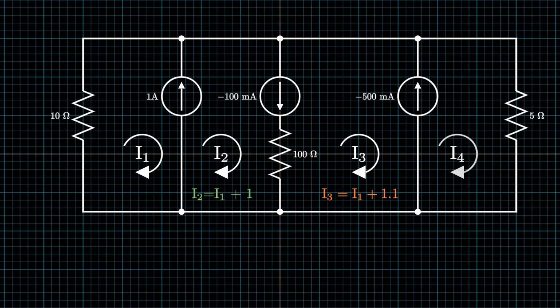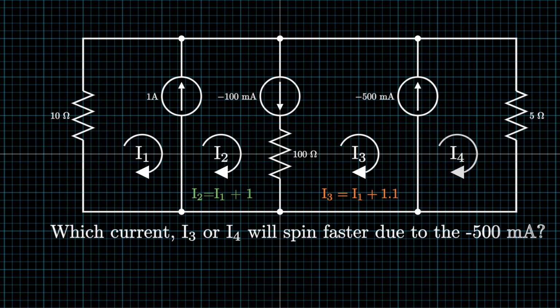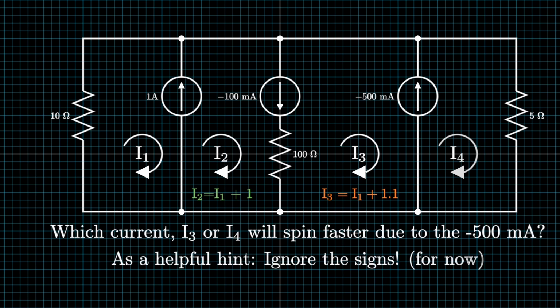Now that I've explained how to do it, it's your turn. You should probably get this answer correct, but no pressure. Try and pause and think about which current source is going to quote-unquote spin faster. Which loop current is being helped by the current source? And also, ignore the signs. We're looking at it from a purely graphical standpoint.